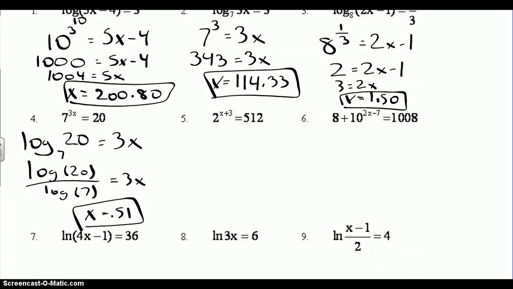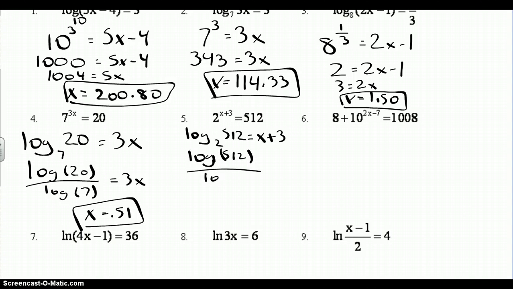Number 5 is the same idea. Rewrite in logarithmic form. I have a log base 2. We're solving for the exponent, so x plus 3 equals log base 2 of 512. It is not a common logarithm, so I need to use change of base. And now I'm going to get a decimal for log of 512 over log of 2. And I'm going to subtract 3 from there, and you should get x equals 6.